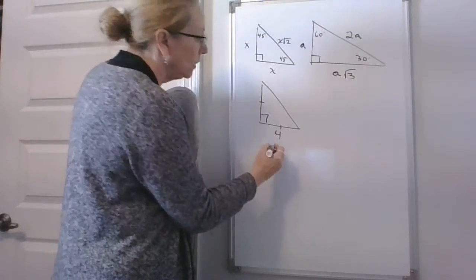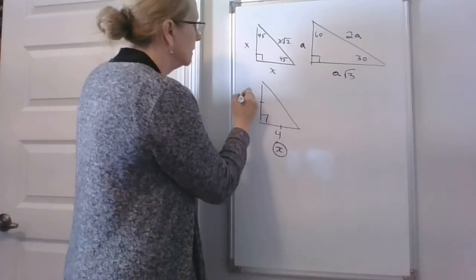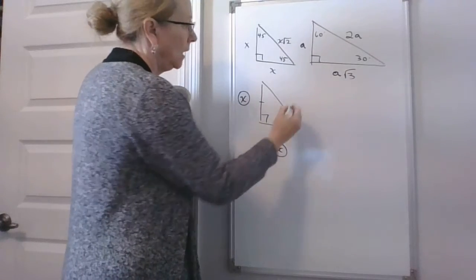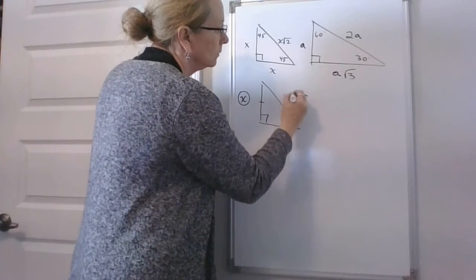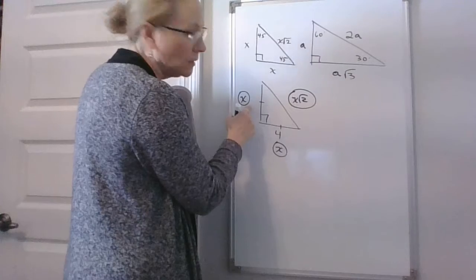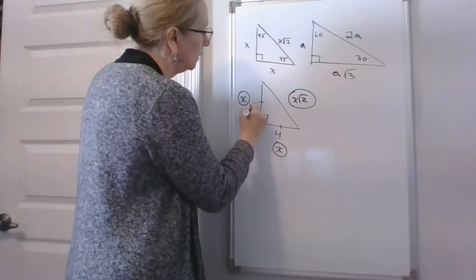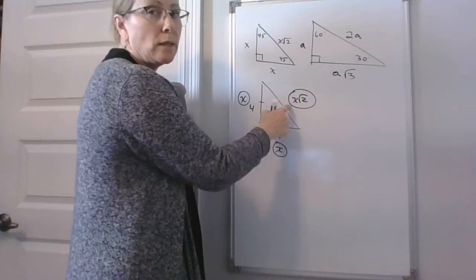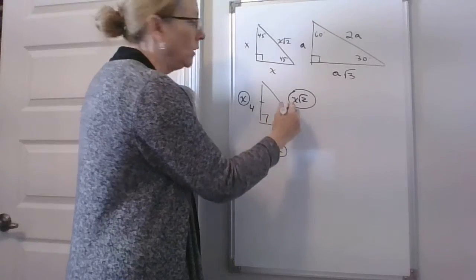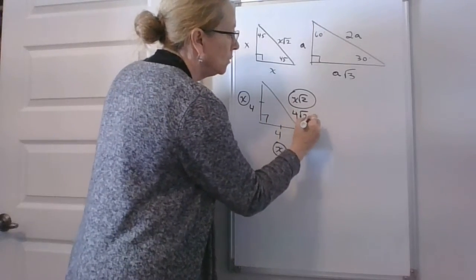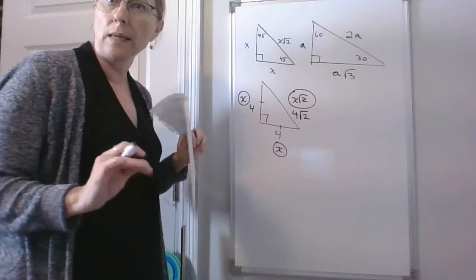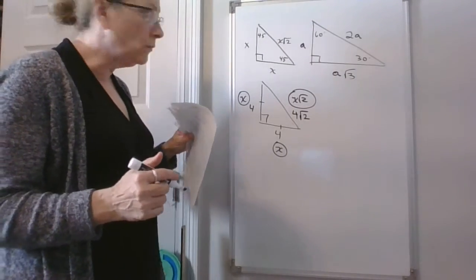Now, if this is true, then this is your formula: x, and this is x root 2. So this side would be a duplicate of this one, 4. This side would be 4 plugged in for x with a root 2 behind it. Done. That's it. Hopefully those were easy for you.